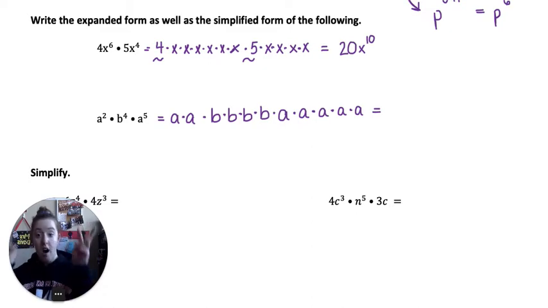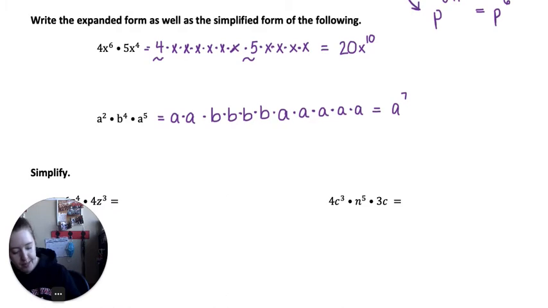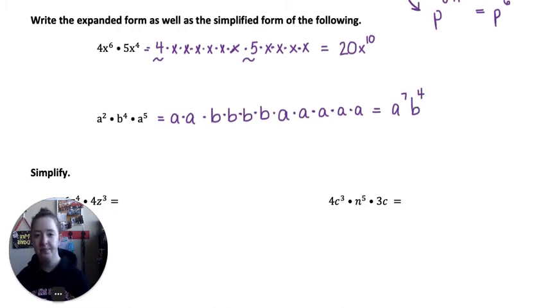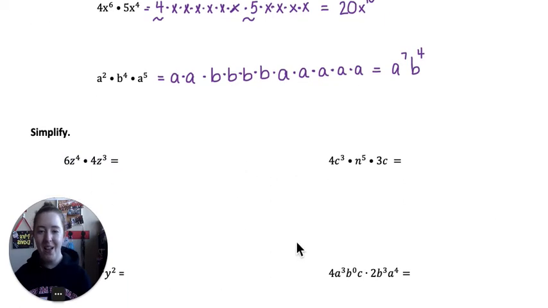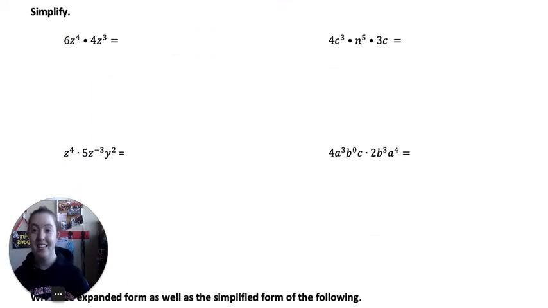So we're going to bring all of those a's together. So we have 2 a's in the front, 5 a's in the back. Altogether that makes 7 a's. And then we only had 4 b's multiplying by itself, so we still have b to the fourth. Okay, so with that in mind, let's rock this.